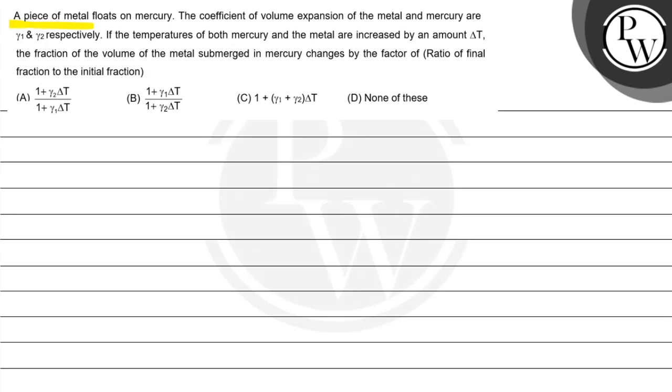So let's read out the question first. A piece of metal floats on mercury. The coefficients of volume expansion of metal and mercury are gamma 1 and gamma 2 respectively. If the temperatures of both mercury and the metal are increased by an amount delta T, the fraction of the volume of the metal submerged in mercury changes by the factor of (ratio of final fraction to initial fraction) is what we have to find here.